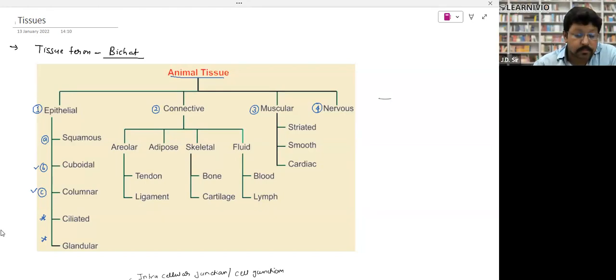For epithelial, we'll study only the first three. You have to note down the first three and also write down the next two, ciliated and glandular, separately. For school, these three are the best.